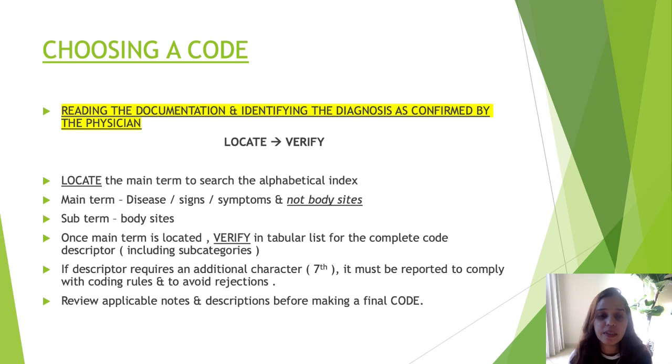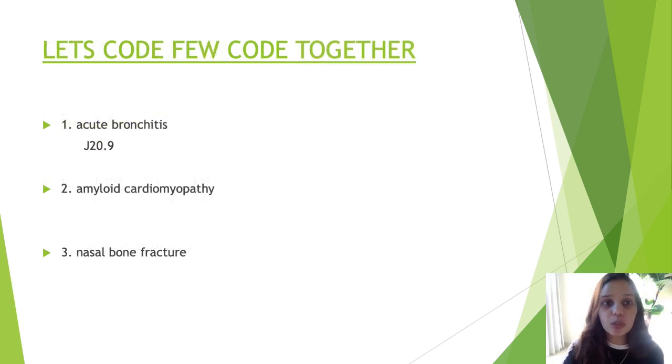Once the main term is located, we have to verify in the tabular list for the complete code descriptor. If the description requires an additional character, it must be reported to comply with coding rules and to avoid rejections. Review applicable notes and descriptions before making a final code. So let's code a few codes together.